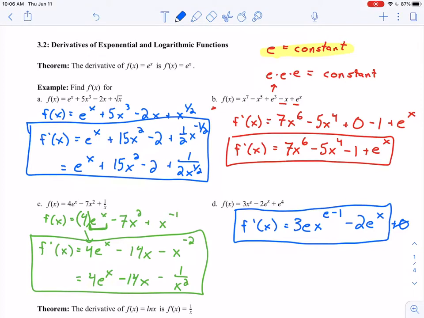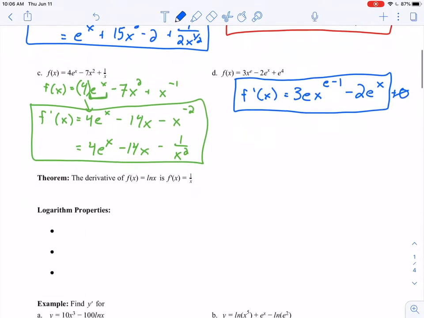So finding the derivative of e to the x is really not all that difficult. It's really just paying attention to those trick, aha, gotcha moments that we need to keep an eye out for, because they will pop up from time to time.